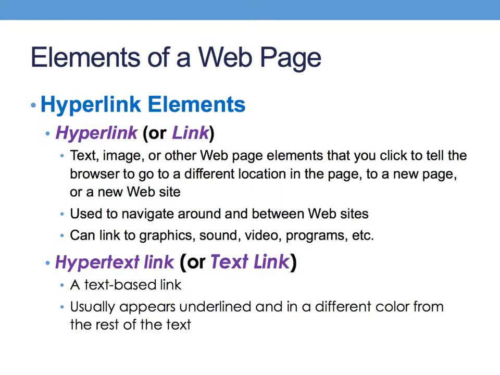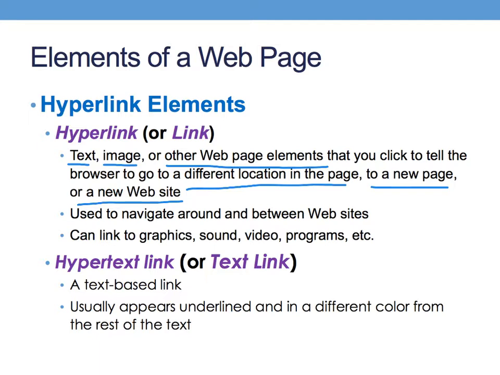And lastly, the fourth type of main element group that I want to look at are what are called hyperlink elements. So you'll notice here I have two key new vocabulary words. They are very, very similar. A hyperlink is, and notice the definition very carefully, text, image, or other web page elements that you click that tells the browser to go to a different location in the page, to a new page, or a new web page. So a link tells the browser to go somewhere else.